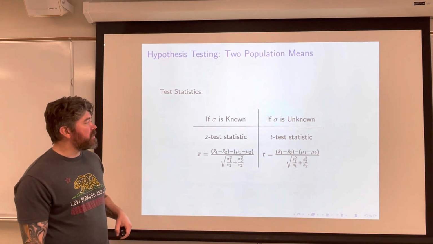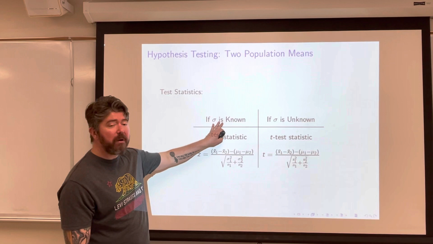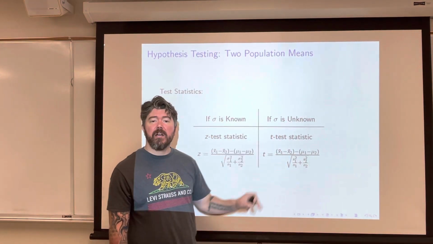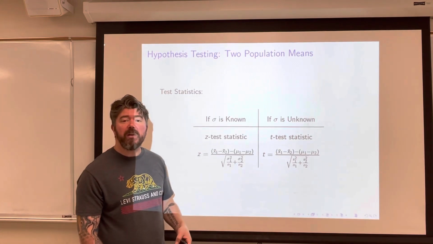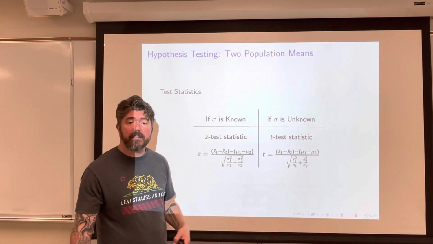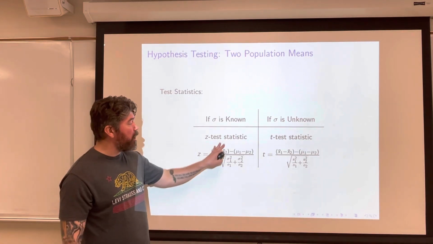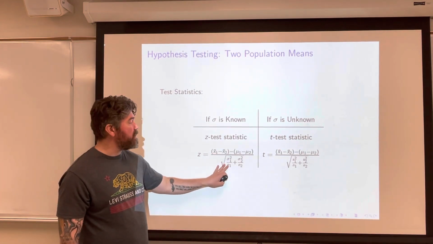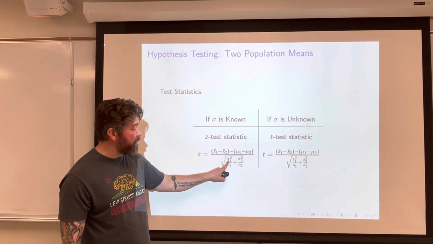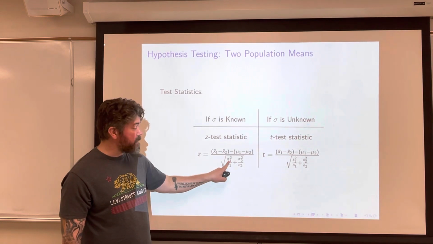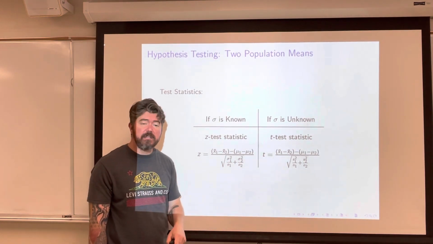Our two test statistics, we break them down into two categories: if sigma is known and if sigma is unknown. Now again, we're dealing with two populations, so really we have two sigmas, a sigma 1 and a sigma 2. So if sigma 1 and sigma 2 are both known, we're going to use our z test statistic. And notice on our exam 5 formula sheet, the formula has sigma 1 and sigma 2, meaning we know the values for sigma 1 and sigma 2.